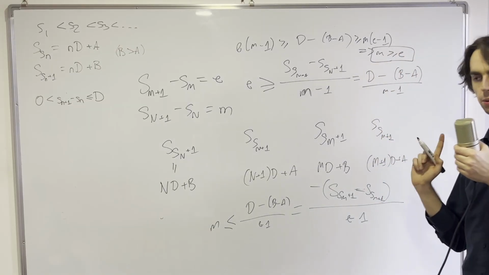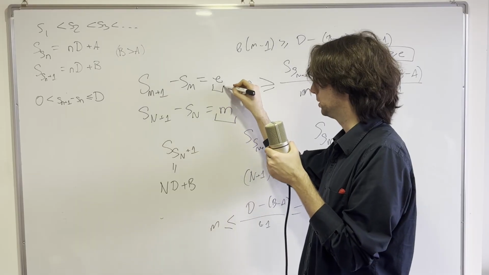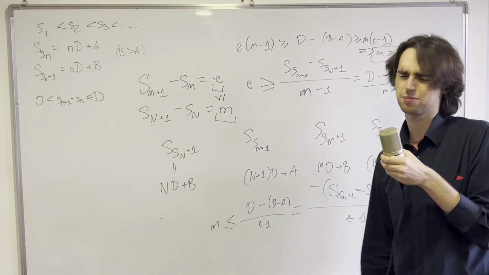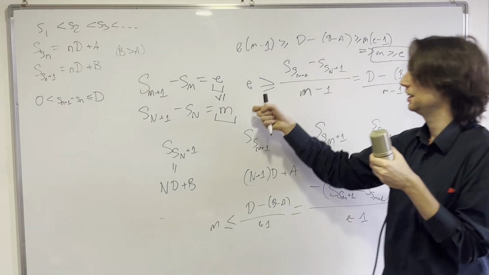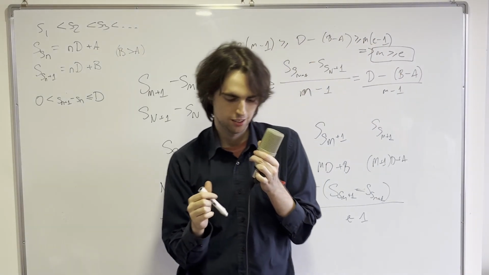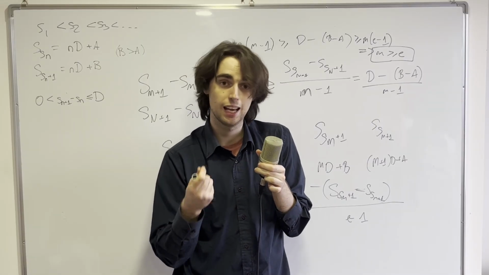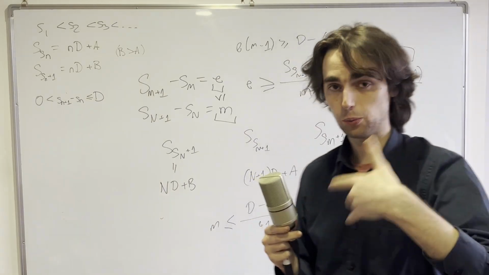Okay, but what was m and what was e? Well, m was the smallest one, e was the biggest one, so by definition, e is greater than or equal to m. And now m is greater than or equal to e, which means m and e are the same, i.e. the smallest difference and the biggest difference are in fact the same. And this finishes up the problem. And this is actually one way of solving the problem.